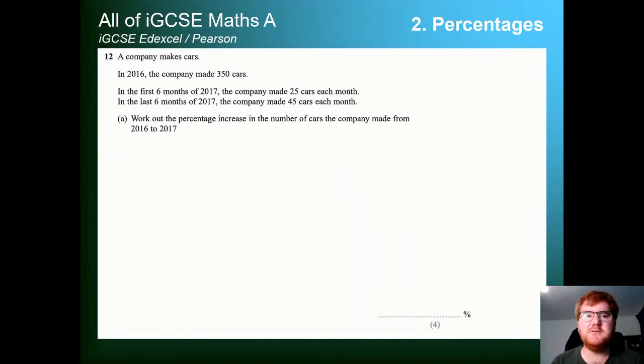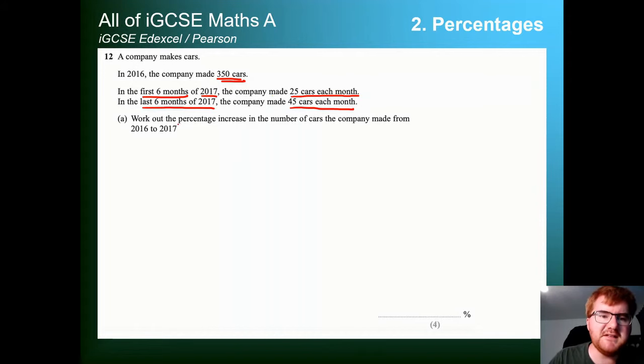Right, on to our next question here, so question 12. A company makes cars. In 2016, the company made 350 cars. In the first 6 months of 2017, so the first 6 months, the company made 25 cars per month. In the last 6 months of 2017, the company made 45 cars each month. And again, we want this percentage increase in the number of cars the company made from 2016 to 2017.